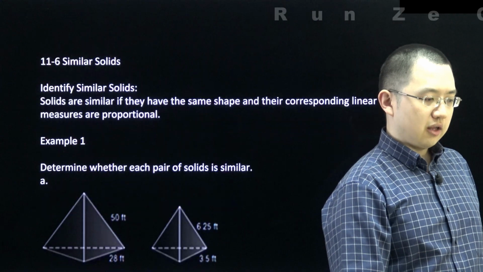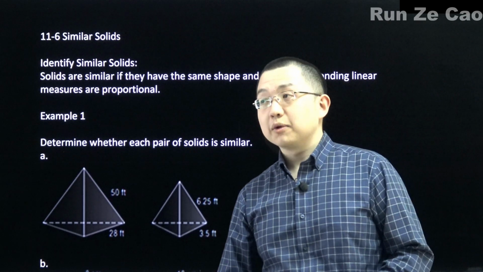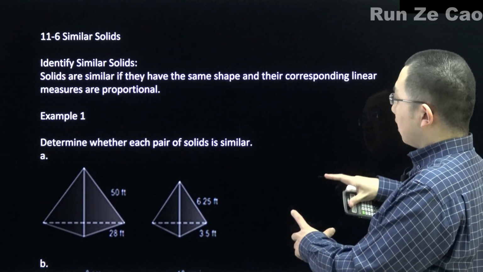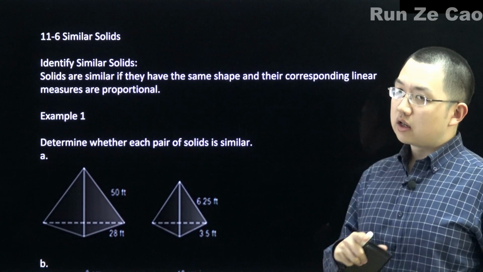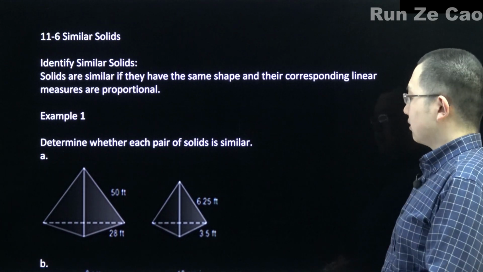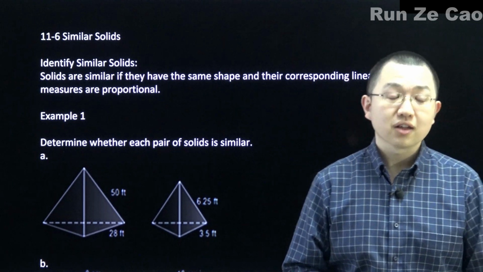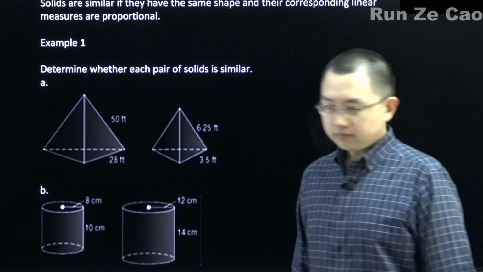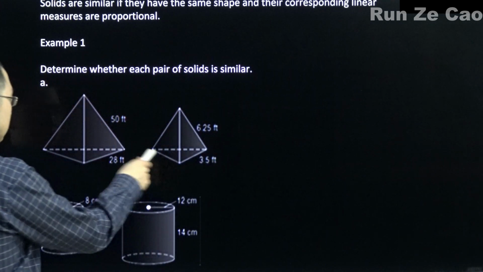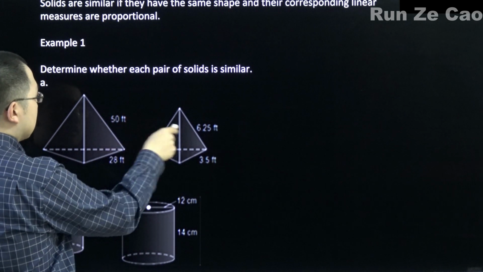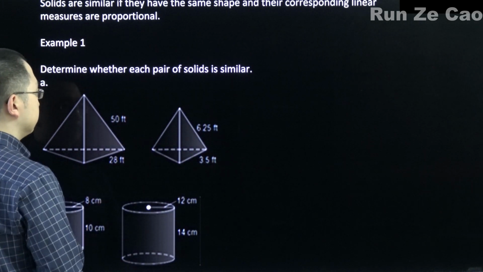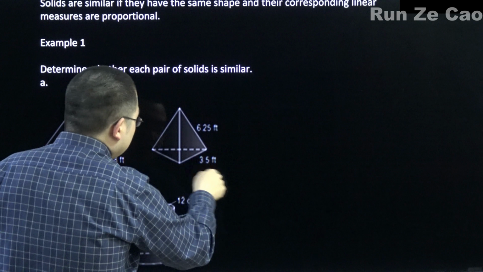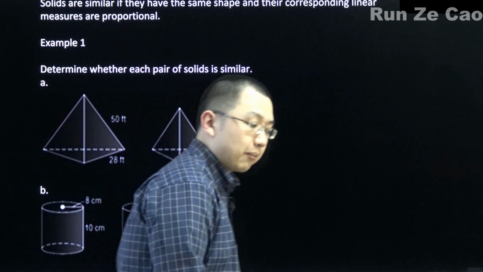Now for similar solids, just like you can have similar shapes, you can have solids that are also similar. They have the same shape. They might be scaled differently. Congruence is still a form of similarity. If they're congruent, they're the same dimensions as well. But their corresponding linear measures are proportional. That means if these two are supposed to be similar, this divided by this equals this divided by this, or this divided by this equals this divided by this. So all the aspect ratios are the same.